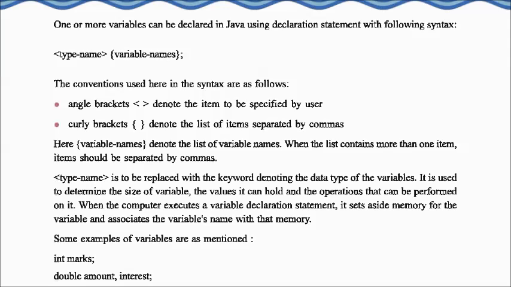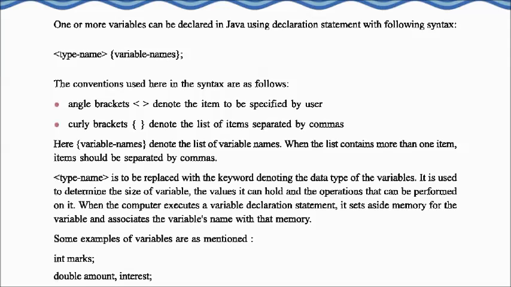So whenever you are using more than one variable, that time you can use the comma as the separator to separate the variables. Type name is to be replaced with the keyword denoting the data type of the variables. It is used to determine the size of the variable, the values it can hold, and the operations that can be performed on it.